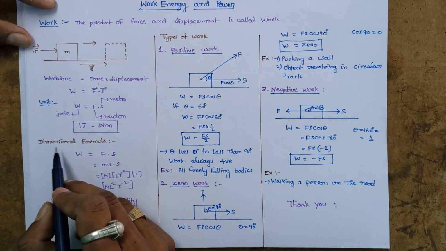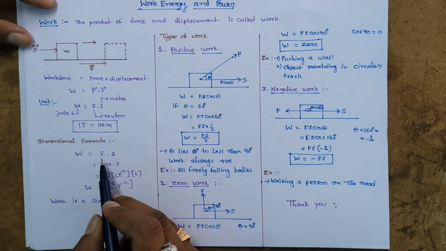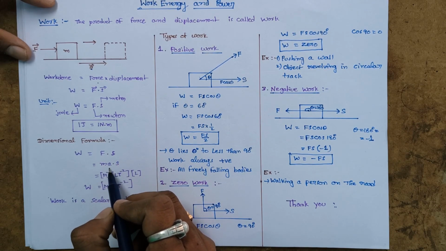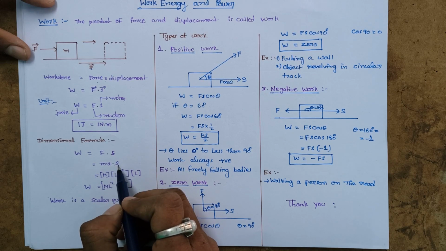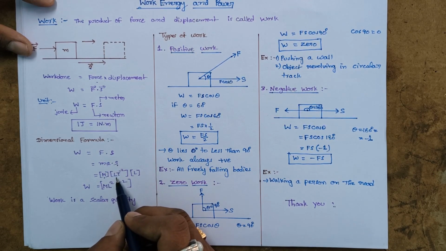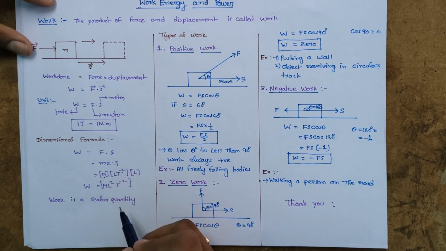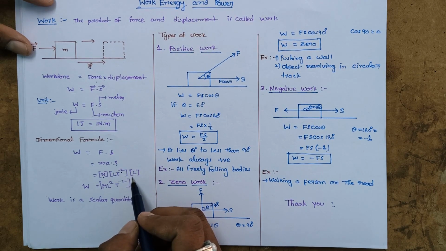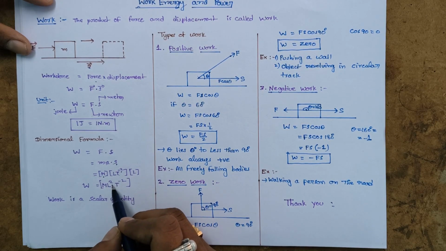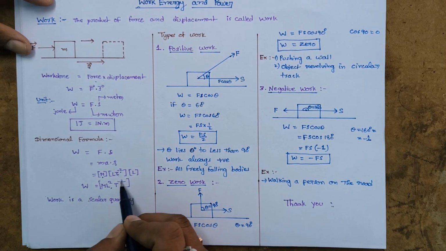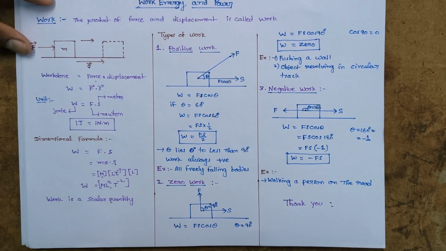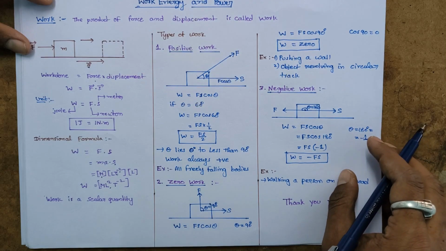Now the dimensional formula. W is equal to force into displacement. According to Newton's second law, force means mass into acceleration, into the displacement. The mass dimensional formula is M. The acceleration dimensional formula is velocity by time, so L T power minus 2. Displacement is a length, so we write it as L. So we get M L squared T power minus 2. This is the dimensional formula of work done. And the last point is that work is a scalar quantity.